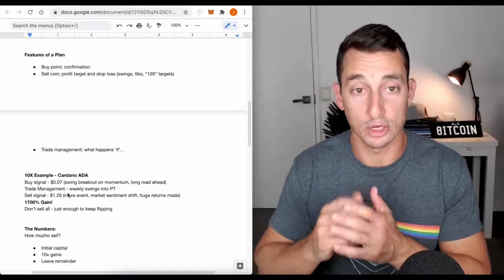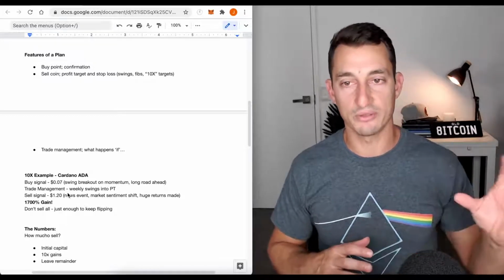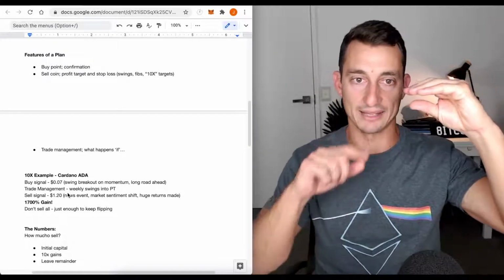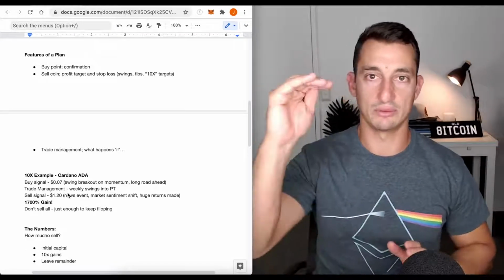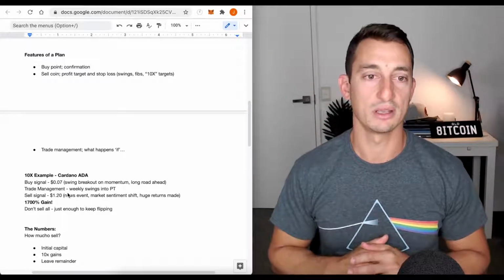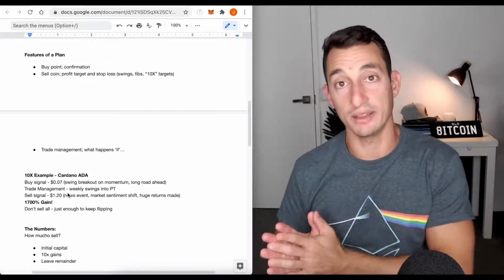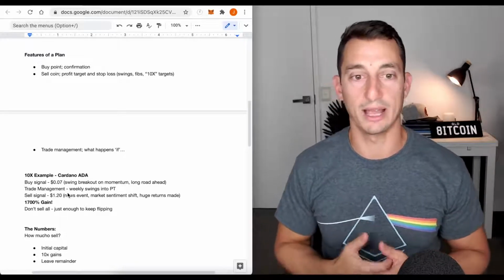Profit targets, stop loss, swings, fibs, 10x targets. So selling a coin, we've got a profit target in mind. What is that? Are we going to exit on a swing? Are we going to exit at a Fibonacci level? Do we just have a 5x, a 10x, a 20x in mind and just sell no matter what? Trade management: what happens if the market isn't going the way we expect it to? When do we get out? What do we look at?